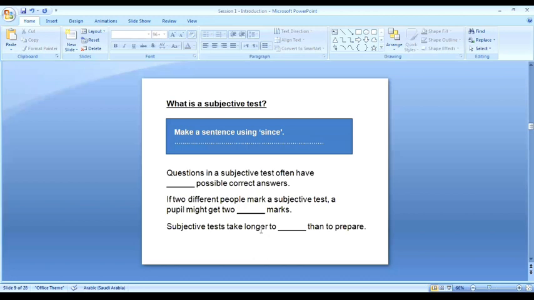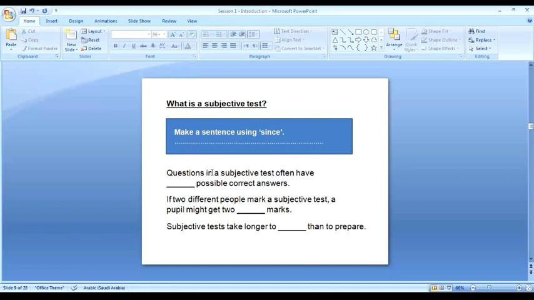What is a subjective test? Make a sentence using since. So here the students are going to have different sentences, you know, because it has different answers. It doesn't have one correct answer. It might have different answers, and all of them could be correct.